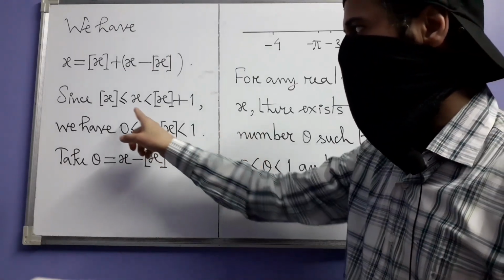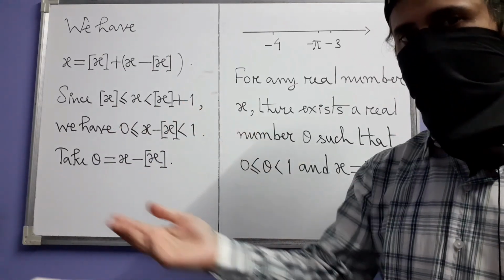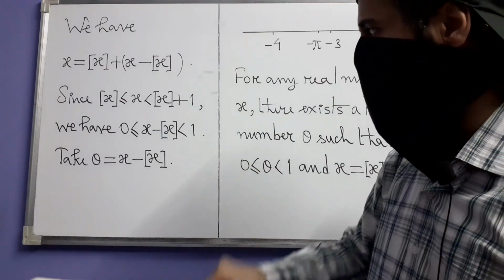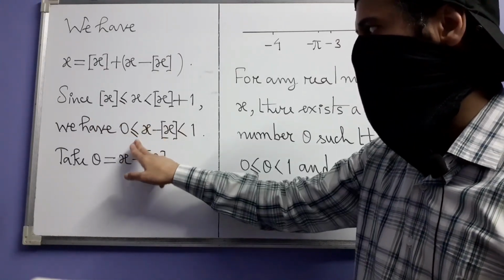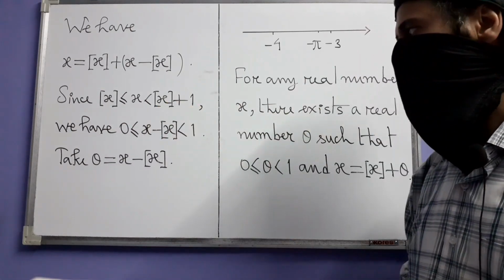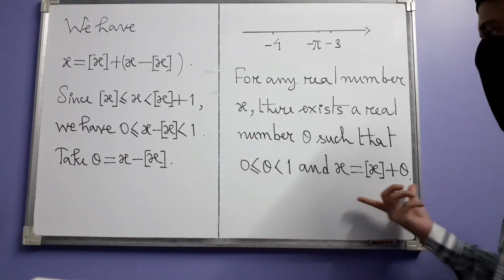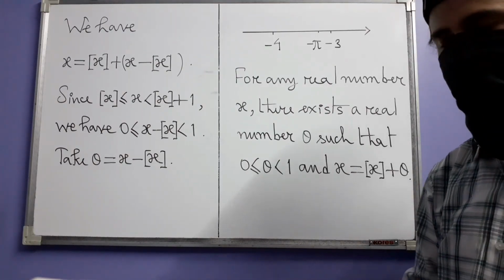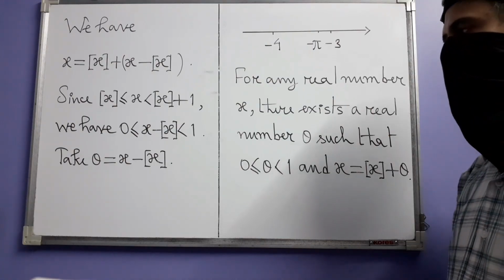Now what you do, you subtract the greatest integer value of x throughout, so that this minus itself will be 0, that is less than or equal to x minus this, which is less than 1, and then you just take theta equal to this. So that way you derive this result.